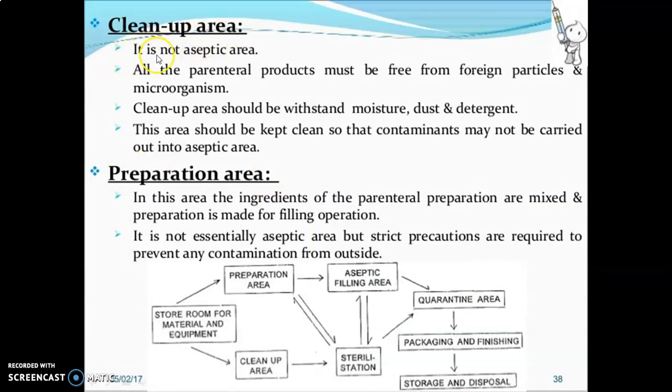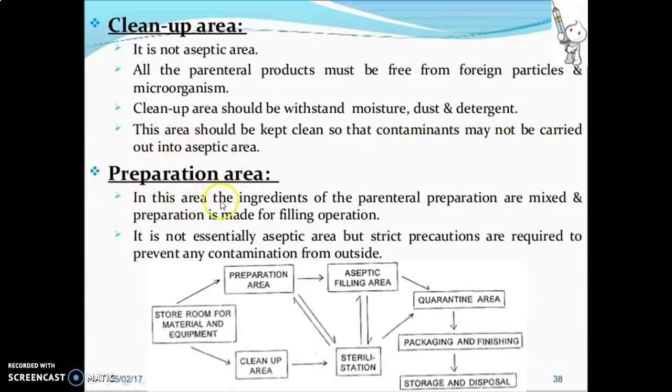Cleanup area. It is not an aseptic area. All the parenteral products must be free from foreign particles and microorganisms. Cleanup area should withstand moisture, dust and detergent. This area should be kept clean so that contaminants may not be carried into the aseptic area.